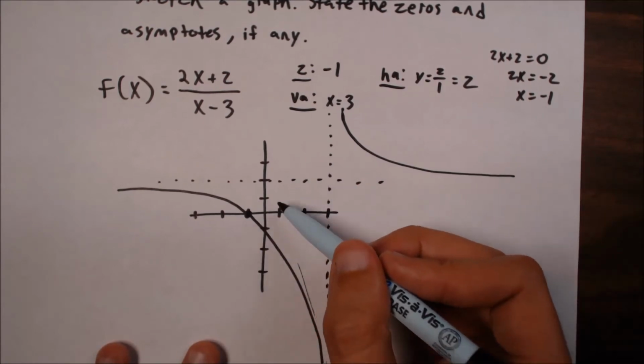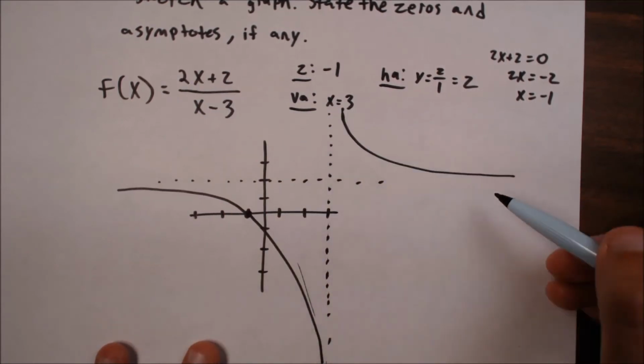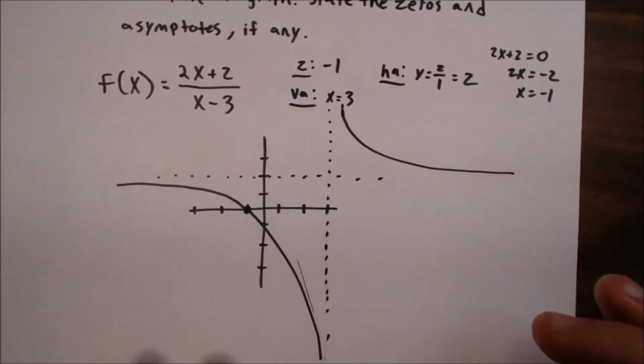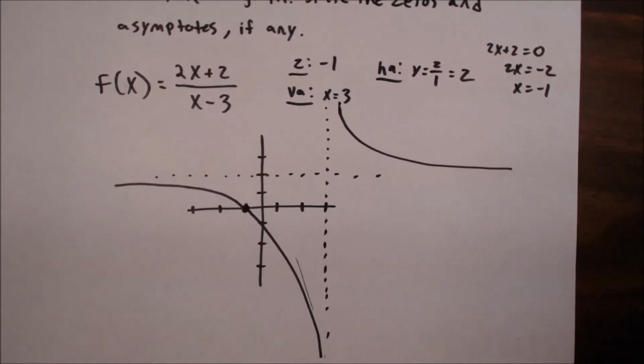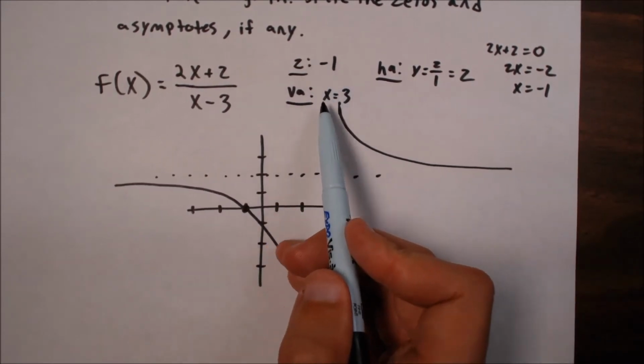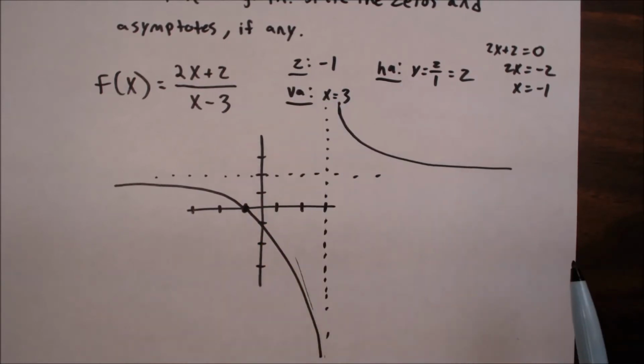If you'd like to plug in some other values for x and get some other values for y, you can plot those points. You can even type it in a graphing calculator and take a look at it if you want to. The main thing I need to see is the asymptotes and the 0, and I need to see those graphed on here.